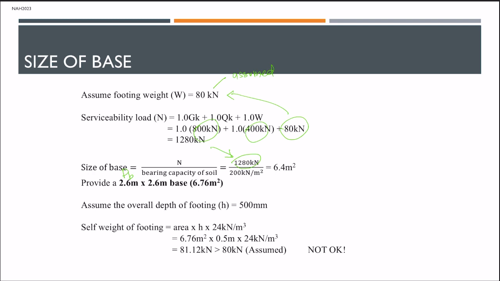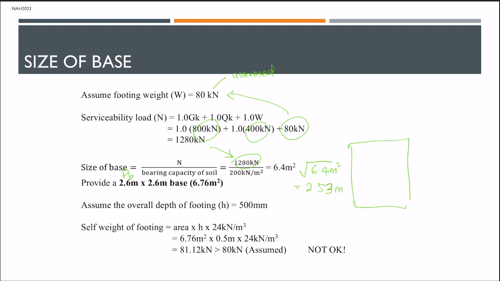Then we need to square root 6.4 meter square to get how big one side is, since this is a square base. When I square root 6.4 meter square, I get 2.5298, which is 2.53 meter.